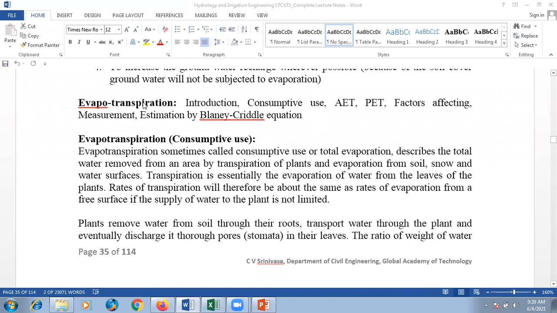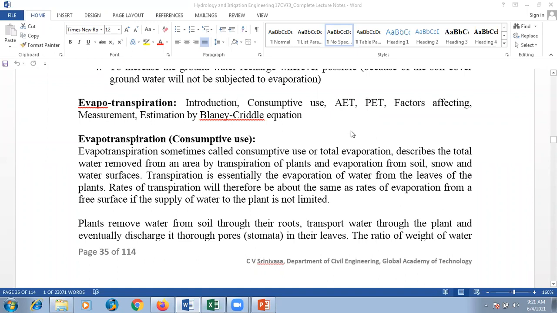Why are there two names, evapotranspiration and consumptive use? In what way do they differ in their expression? So in that context, we have to understand two other terms. One is known as AET, which stands for actual evapotranspiration. The other is PET, potential evapotranspiration. Sometimes PET is also known as maximum evapotranspiration.